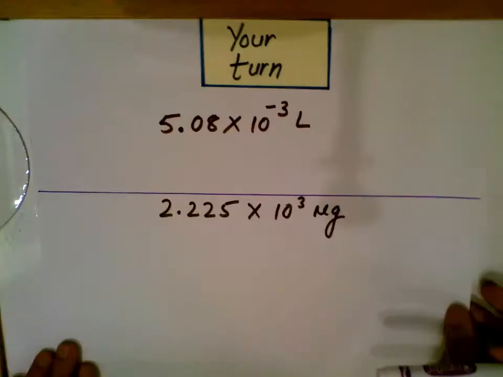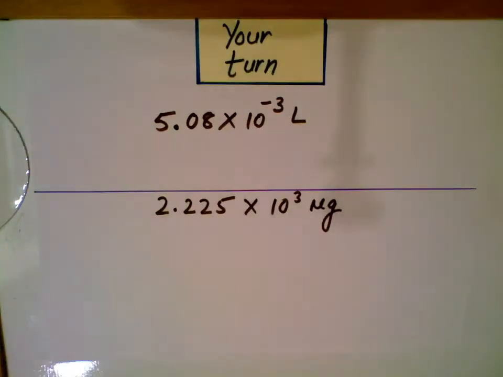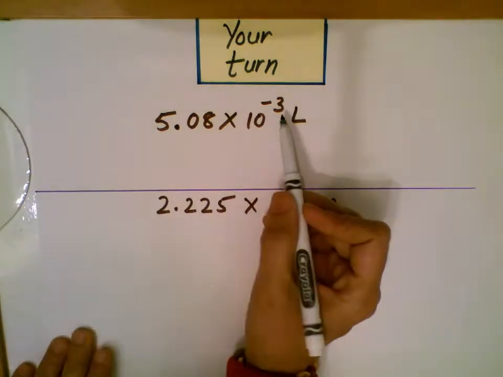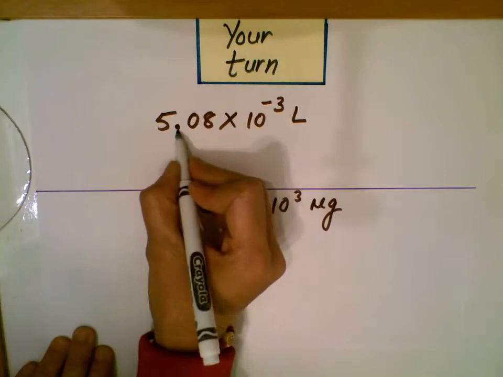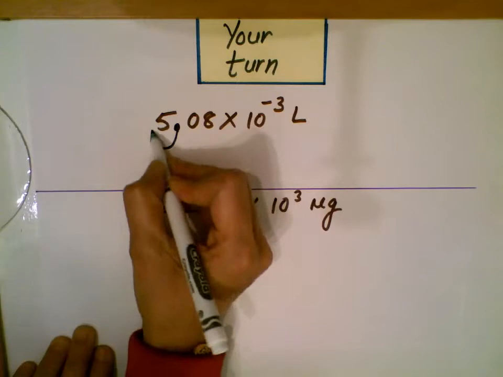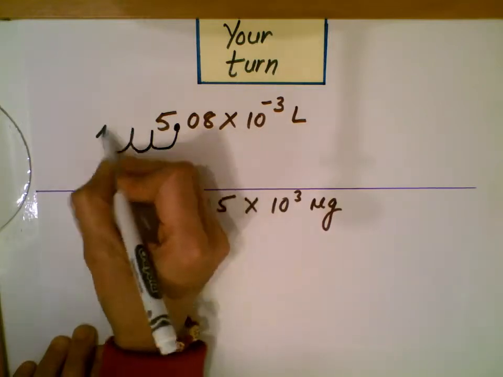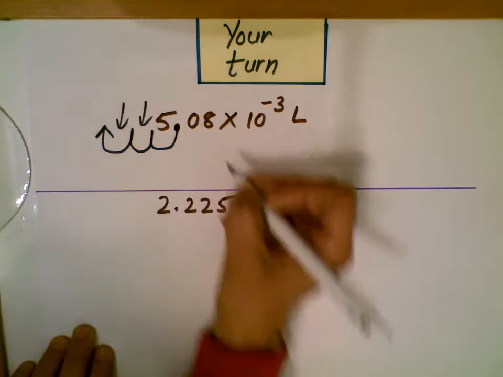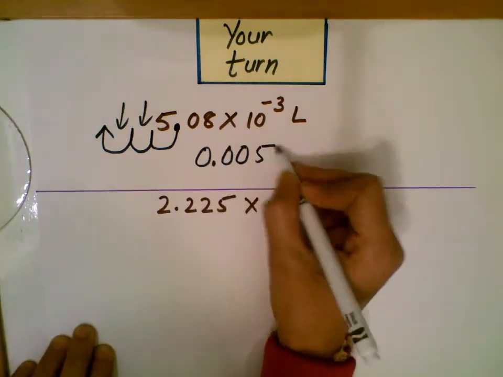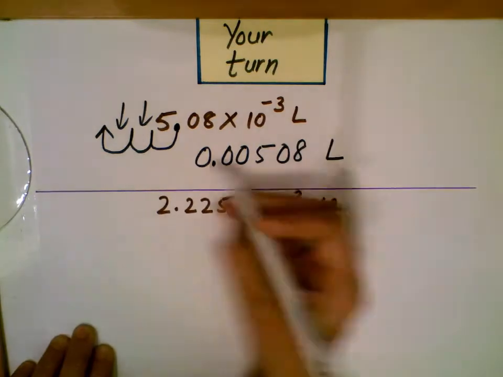Now it's your turn. I want you to do it. Try it. Pause the video. Okay. Again, the same rule. Here the exponent is negative. We are going to move the decimal to the left. How many places am I going to move to the left? It says 3. So 1, 2, and 3. Okay, so 0.00508 liter.